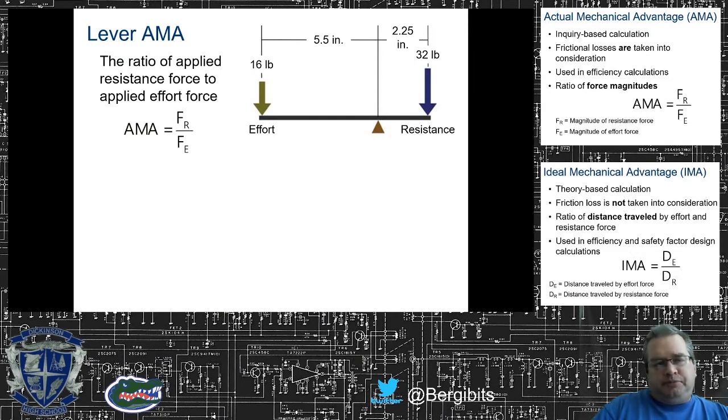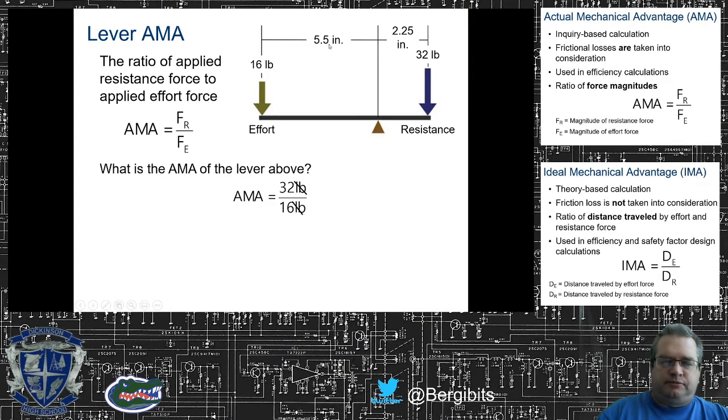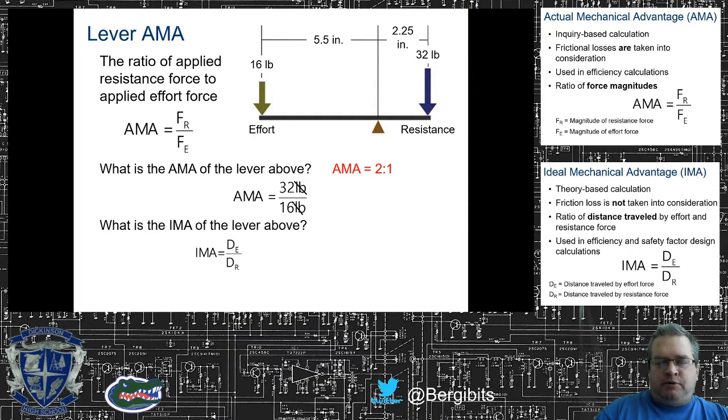Lever AMA is the ratio of applied resistance force to applied effort force. So force resistance is 32 pounds divided by 16 pounds. The units of measurement, pounds, cancel each other out, and you're left with an AMA of 2. IMA equals distance effort, which is 5.5, divided by distance resistance, which is 2.25. That's 5.5 divided by 2.25 inches. The unit of measurement, inches, cancels out, and you get 2.44 for the IMA.